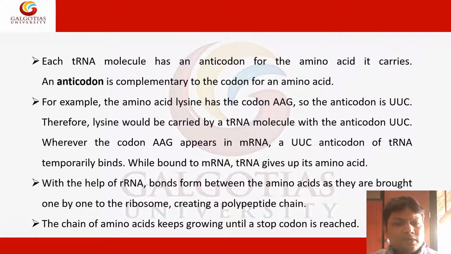Each transfer RNA molecule has an anticodon sequence, as you all know, for the particular amino acid which it carries. An anticodon is complementary to the codon for an amino acid. For example, the amino acid lysine has the codon AAG, so the anticodon will be UUC.